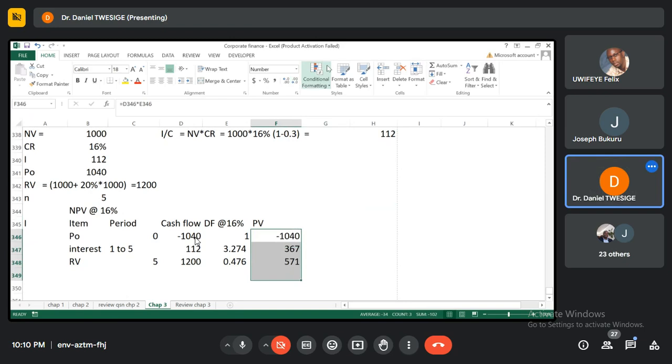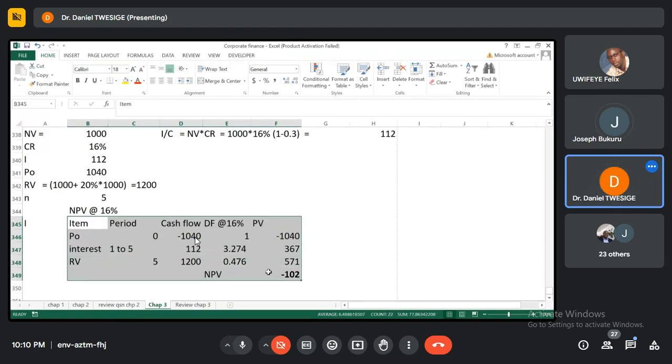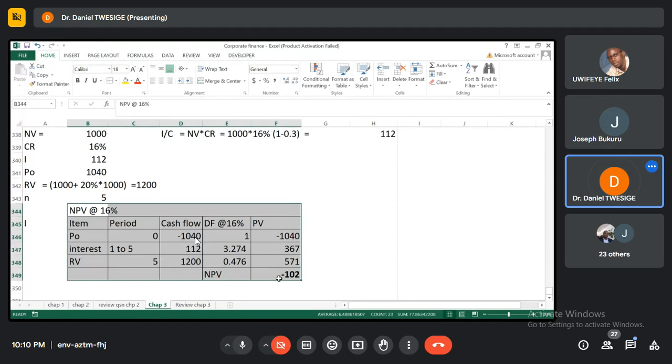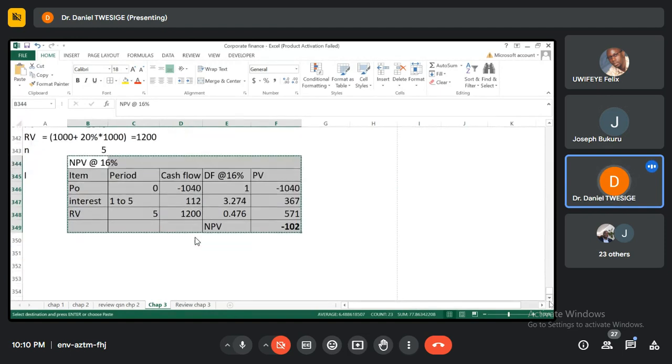So my NPV at 16% will be minus 102. Since I have a minus, I think now I can reduce the rate to get a positive. It's a battle of reducing such that I can get a positive.